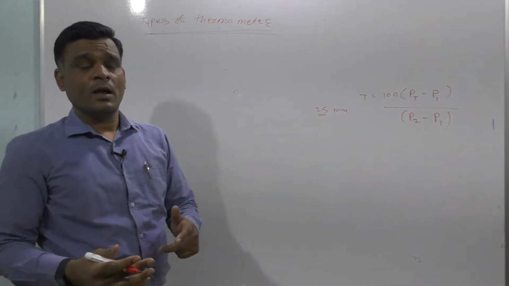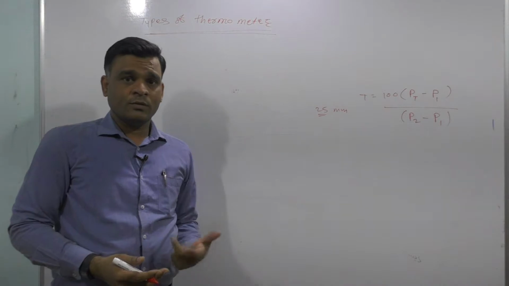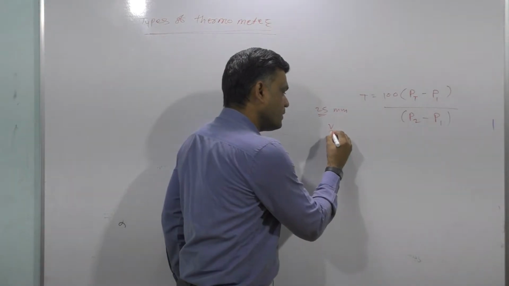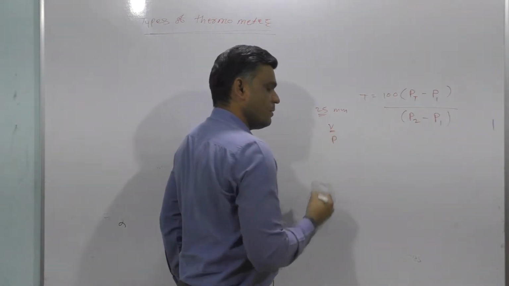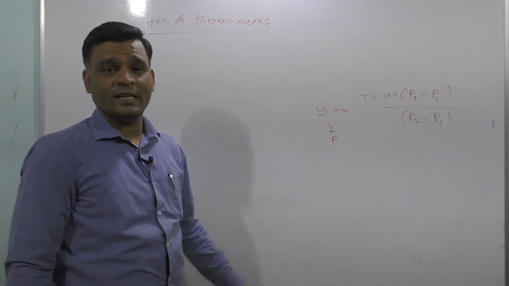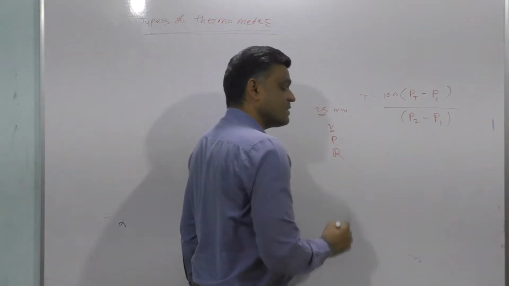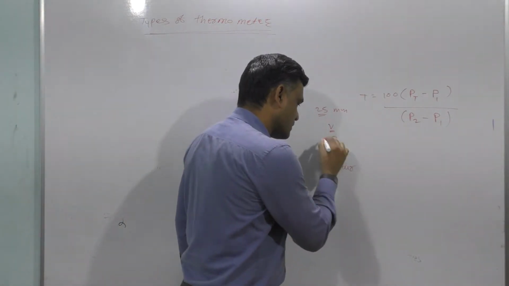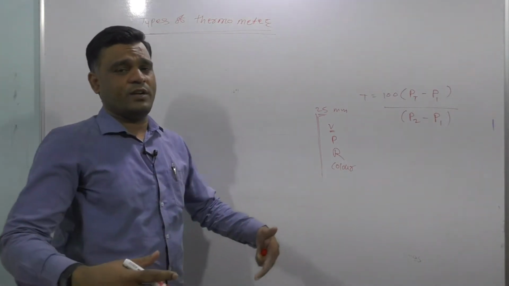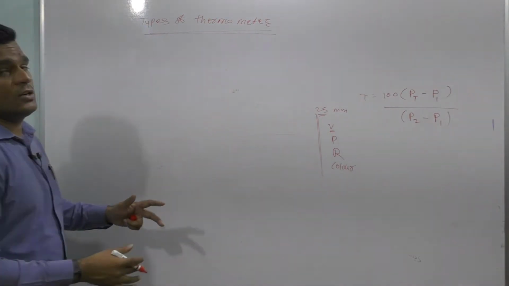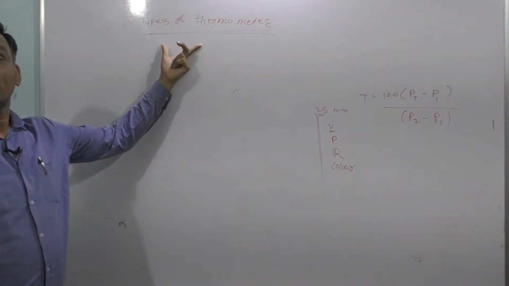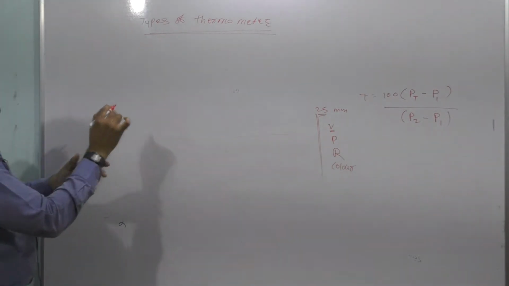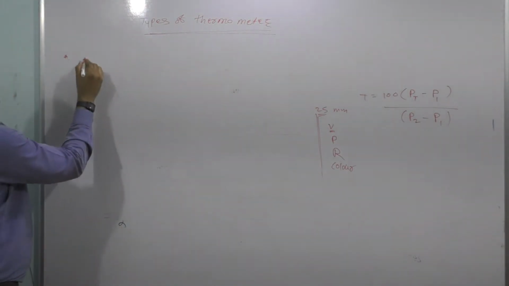Similarly, in some materials the volume changes, in some materials the pressure changes, particularly in gases. In some materials the resistance also changes, or in some materials the color changes. According to these different changes, we made thermometers.